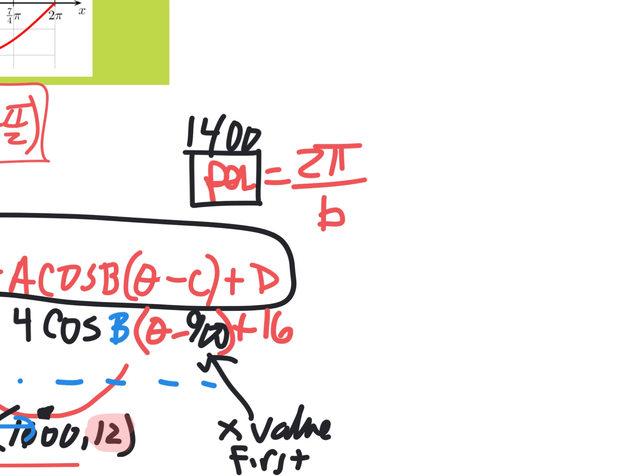Now, if you haven't already, this is the part where you'd solve it. So I'm going to times by b on both sides. And then you'll end up being able to solve and getting 2 pi over 1400. Yes? Where did you get 1400 again?